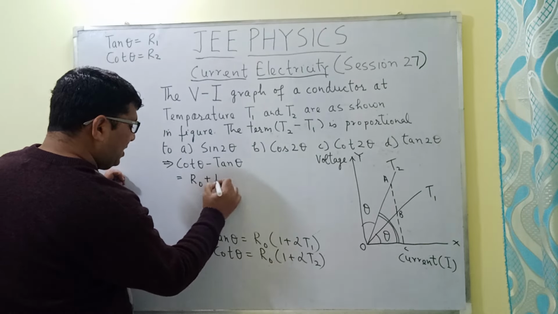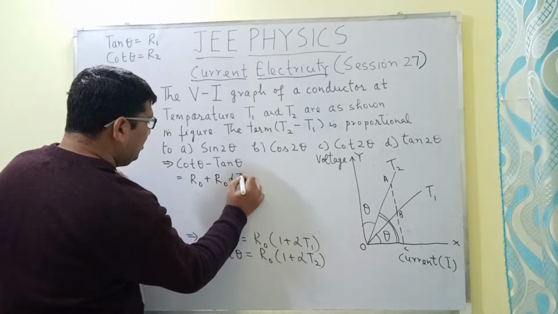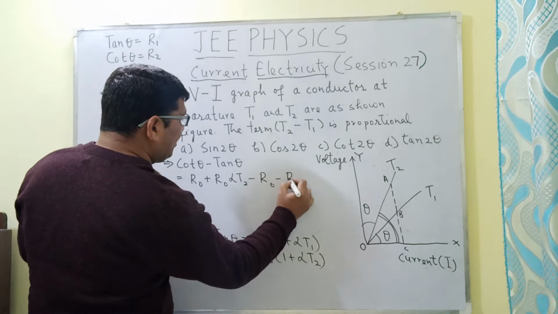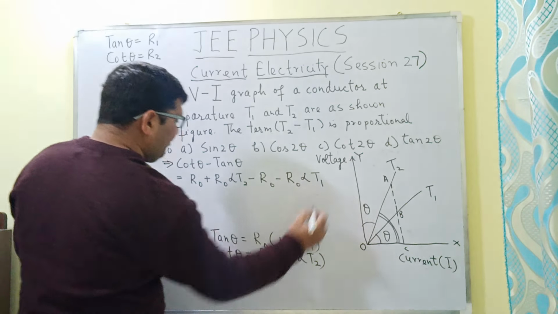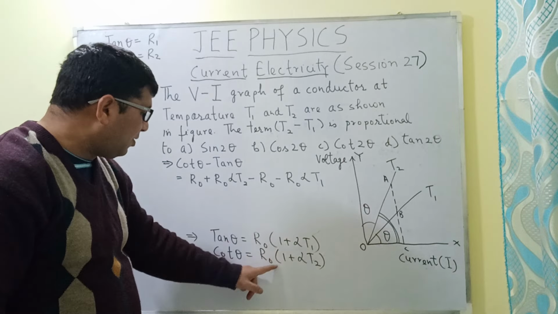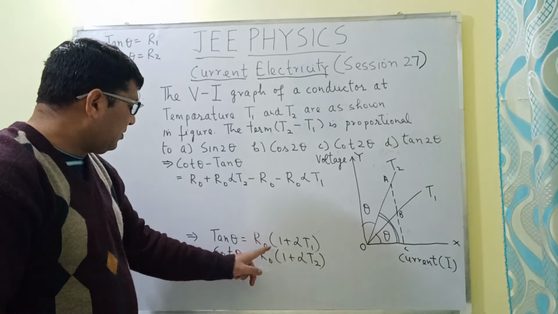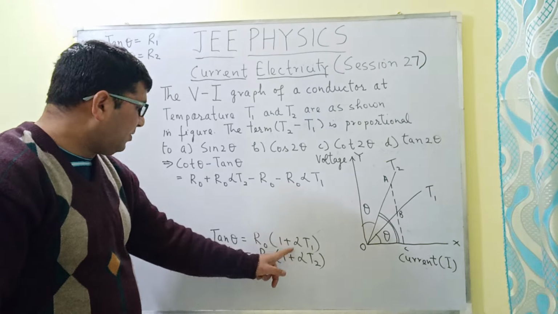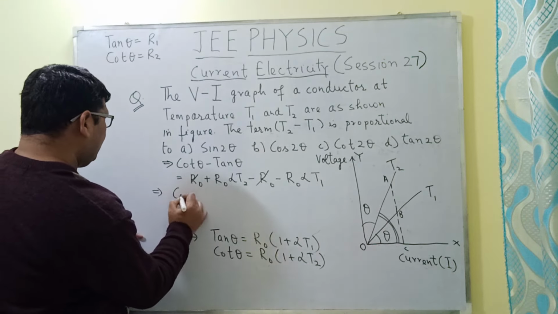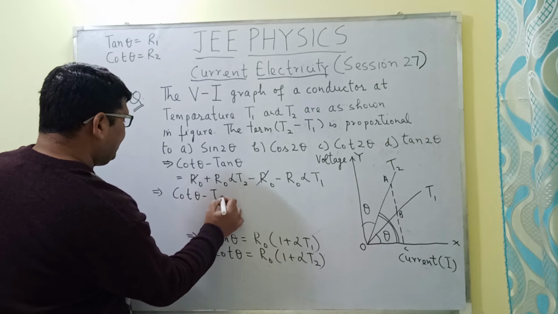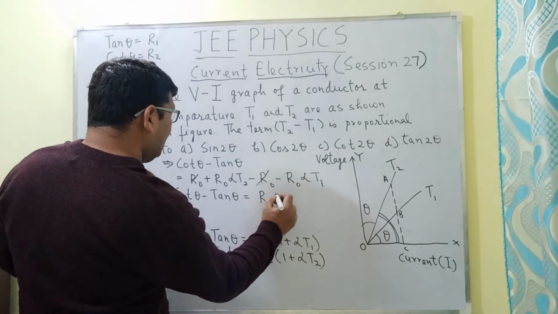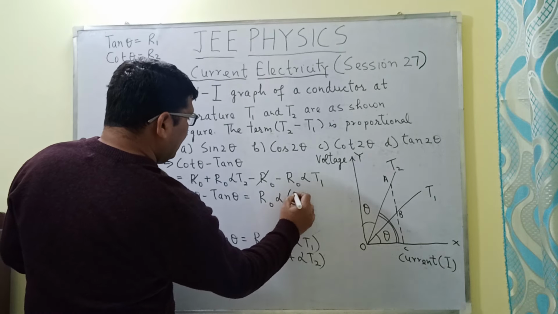R naught plus R naught alpha T2 minus R naught minus R naught alpha T1. That is, cot theta minus tan theta will be equal to R naught plus R naught alpha T2 minus R naught minus R naught alpha T1. So this will get cancelled out. So it implies that cot theta minus tan theta will be equal to R naught alpha (T2 minus T1).